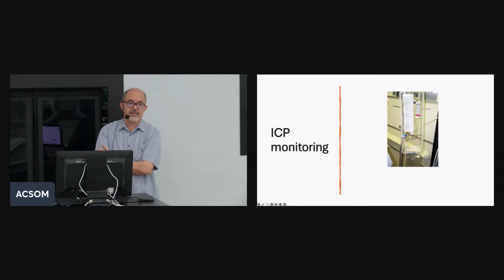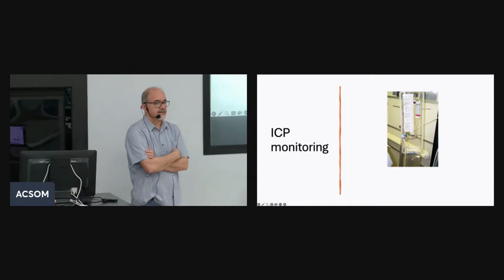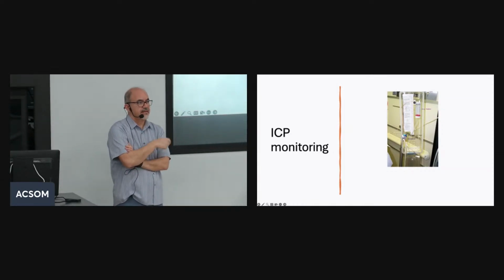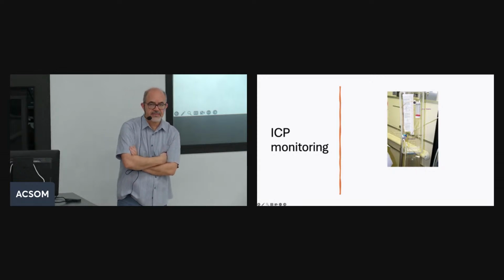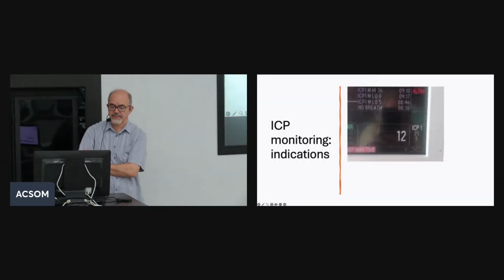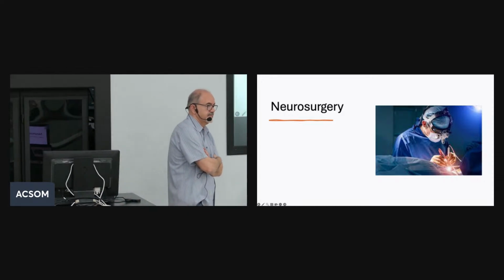In certain cases, when you realize that the ICP has increased, you may want to do ICP monitoring. This is where a neurosurgeon inserts a catheter inside the brain and they measure the ICP. And then if ICP goes up, you have to take measures to bring the ICP down. So neurosurgery comes into the picture when you need to measure the ICP.